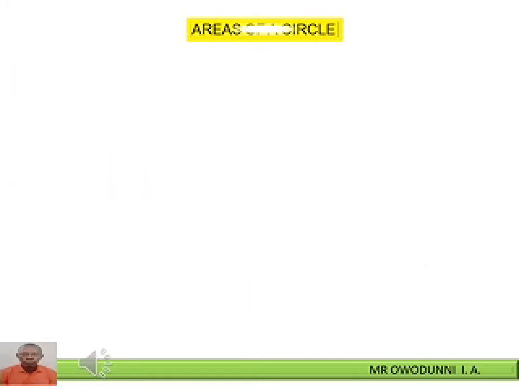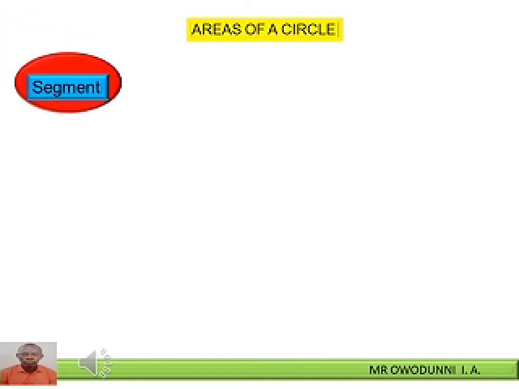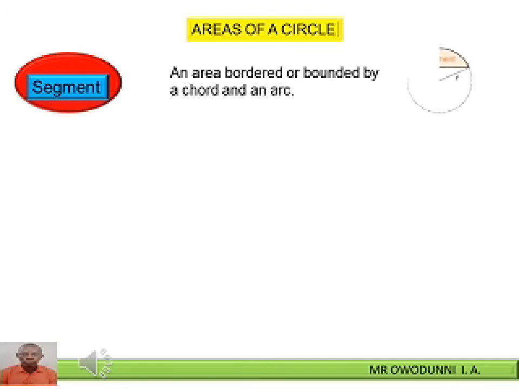Areas of a circle. We have the segment. It is an area bordered or bounded by a chord and an arc. That space you have in between an arc and a chord is what you call a segment.